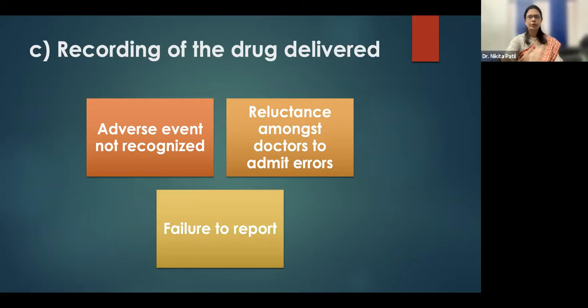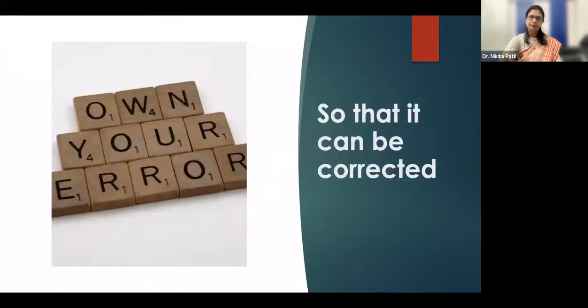Reluctance among doctors to admit errors. It is very, very difficult. Even when I made my first mistake, I did not tell my friend. But over the period, because things have to be changed in OT and audit happens in our OT, at that time also it will always be that we should not blame who has done this, but look at what has gone wrong and what can be done. So that is very important. And failure to report, even at higher levels, we will come to this again. Own your error. Yes, I made a mistake, so that it can be corrected. If we don't own our error and tell others, reporting is different, but first I should own it.